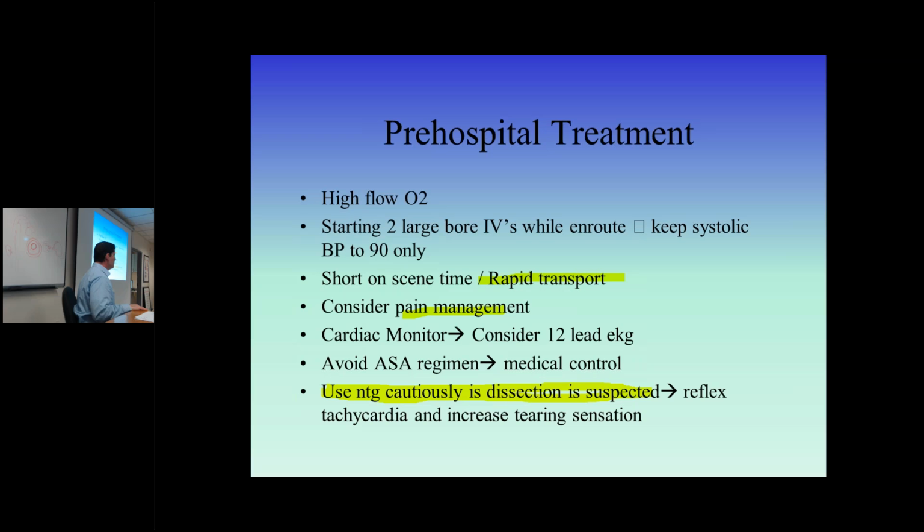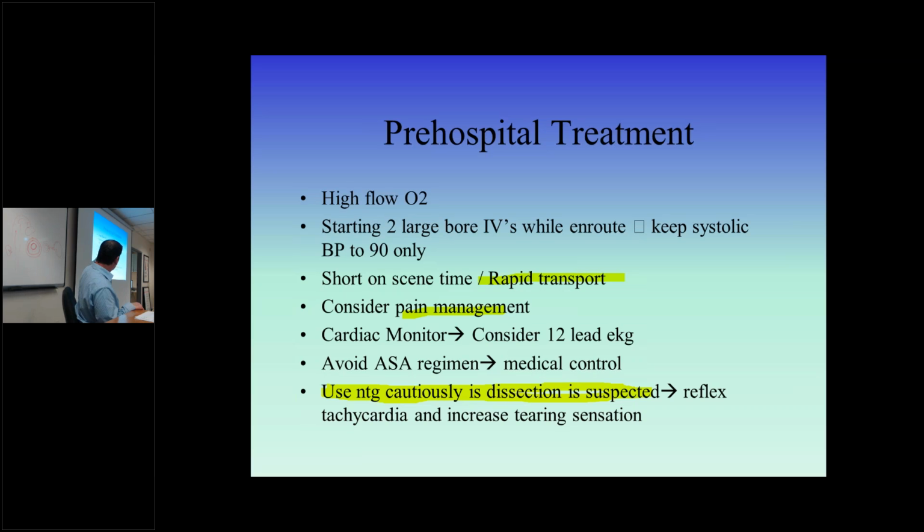Same thing, avoiding an aspirin regimen. Why do we want to do that? Because we want it to clot. If there's any tearing right there, we want clotting to happen, and aspirin basically tries to prevent that from happening. And that's the other aspect they're going with on nitro, that reflex tachycardia increases that tearing sensation.